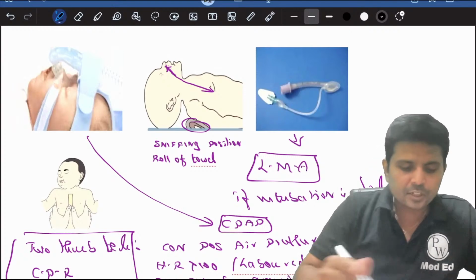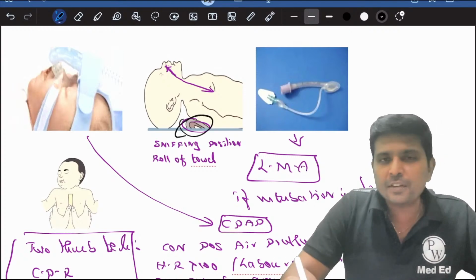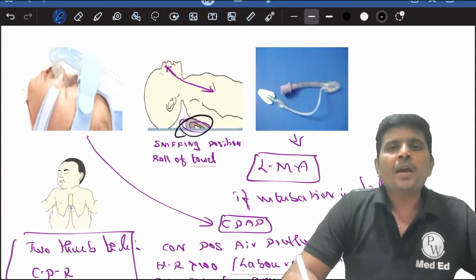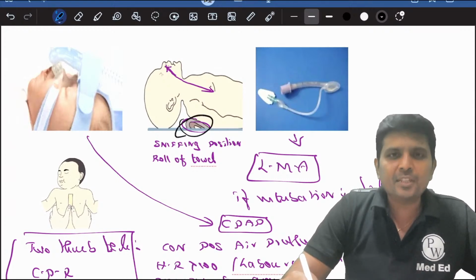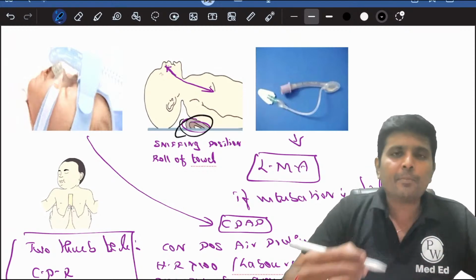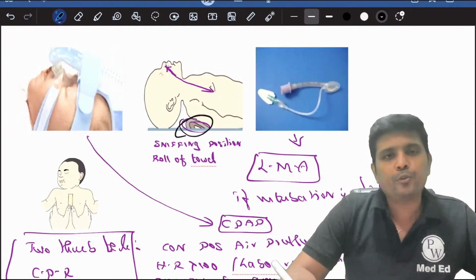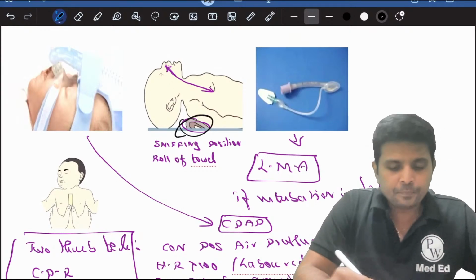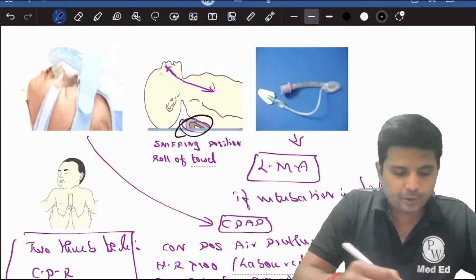Right. So what is this? What is this position called? This is called sniffing position. Putting a roll of towel under the shoulder blade so that your nasopharynx, your trachea, and your nose will be in a straight line, so that the air can go and come out very easily. This is called sniffing position.